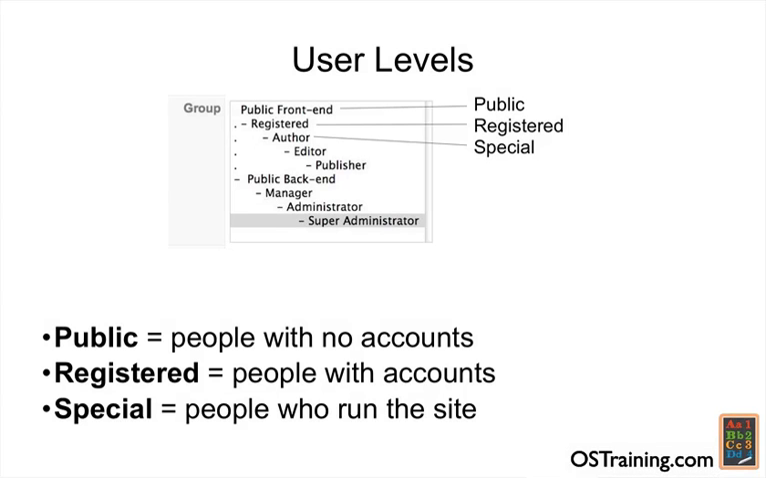Just another word about user levels. Public front end are any users that come to your site. They don't need to be logged in, and if your content is marked public, then they will be able to see that. A registered user is someone on your site who has an account. An account is created when someone registers on your site using the normal registration process or something like Community Builder or one of the paid subscription modules.